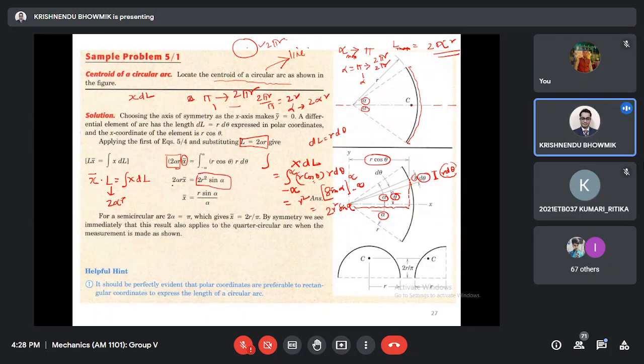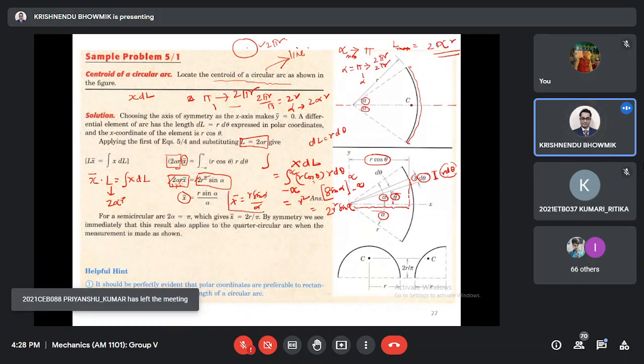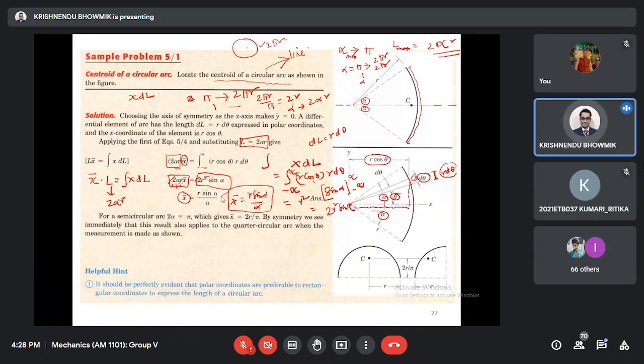That is equal to 2 alpha r x bar. Then what is x bar? You divide by 2 alpha r. 2 will be cancelled out, and one r will be cancelled out. Then x bar equals r sine alpha by alpha. That is the expression. So the centroid of this arc is r sine alpha by alpha.